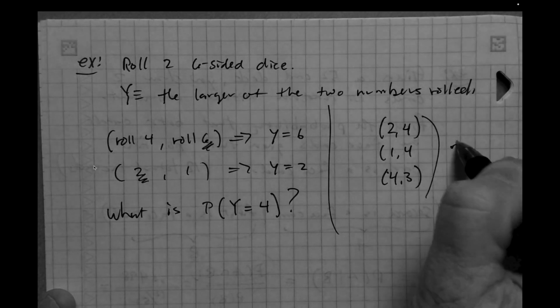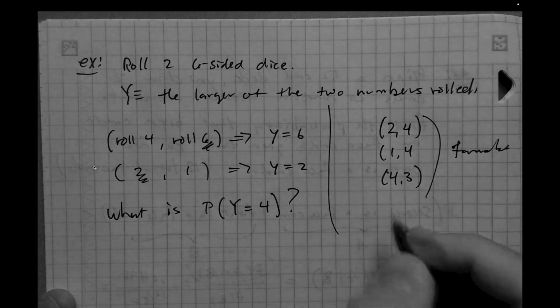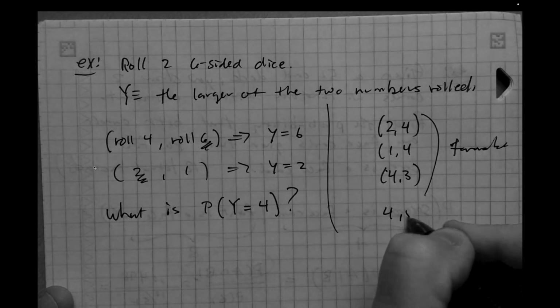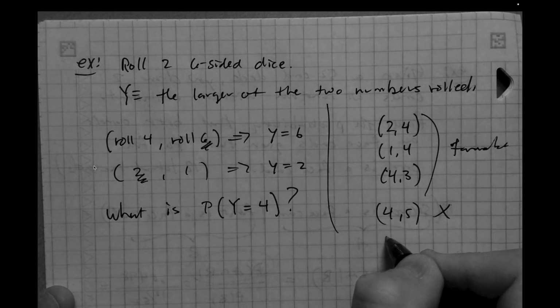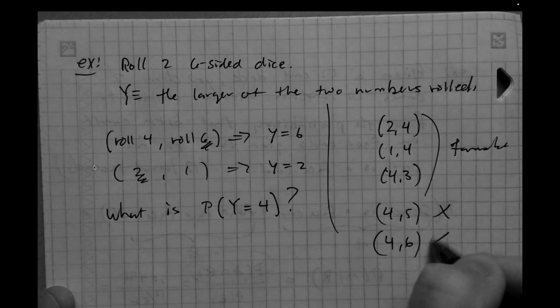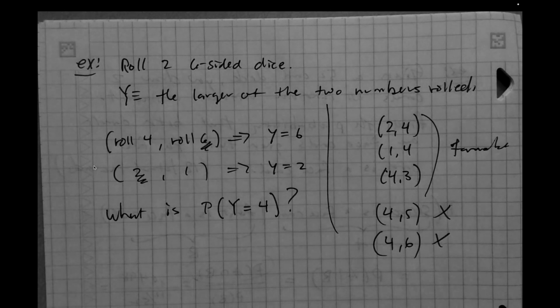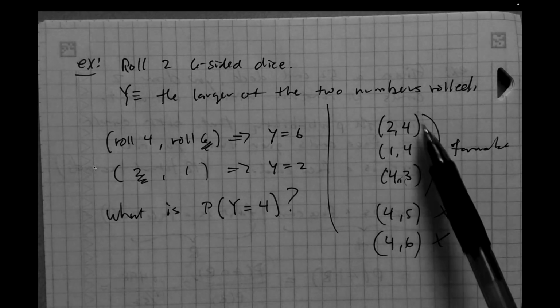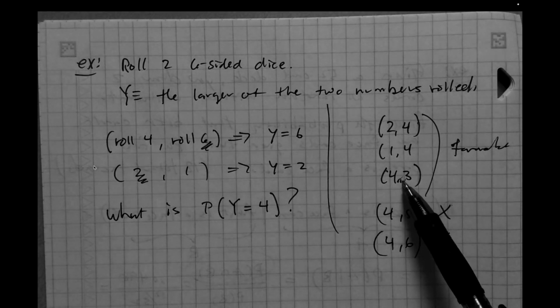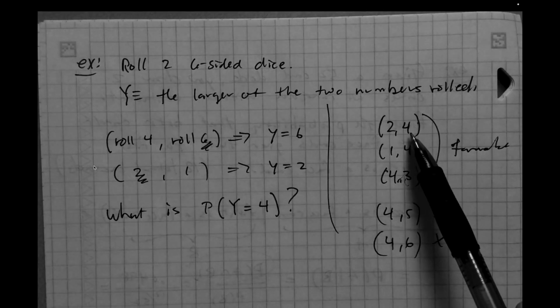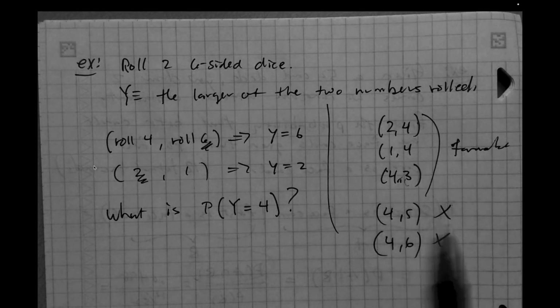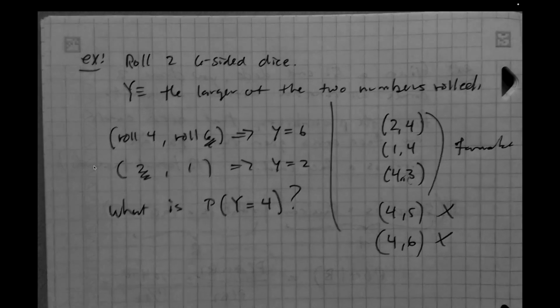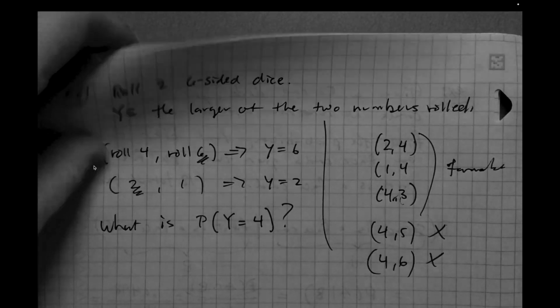Right? These are all favorable. But 4 5 is not. And obviously 4 6 is not. Right? Those are kind of out. These are the ones that I want. I want all of the rolls that include a 4 and also include a number less than 4.